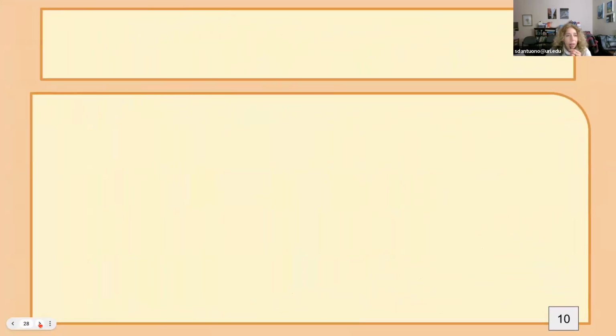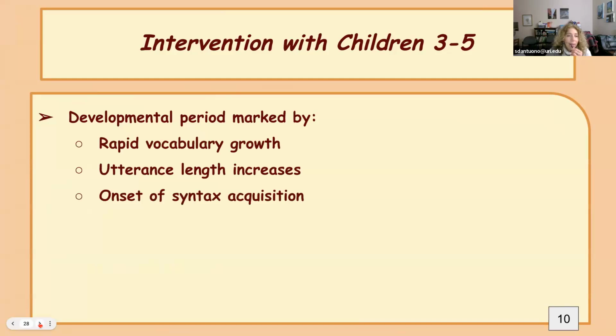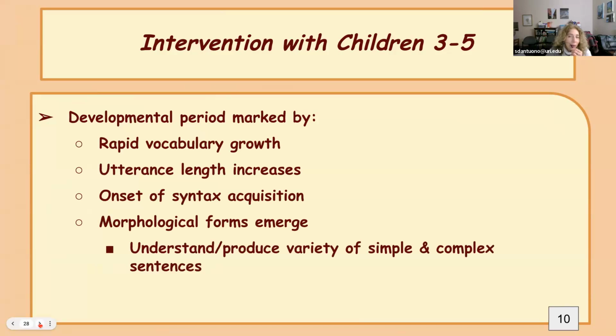So now, intervention with children 3 to 5. The developmental period is marked by rapid vocabulary growth, utterance length increases, onset of syntax acquisition, and morphological forms emerge. There's a lot going on between 3 and 5, and sometimes that's when you'll hear typical disfluency, because all of this is happening so fast that you'll hear some typical developmental disfluency during this time. They understand and produce a variety of simple and complex sentences. The general rule of thumb is 2 words at 2, 3 words at 3.